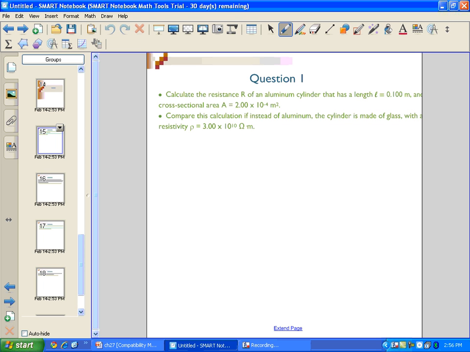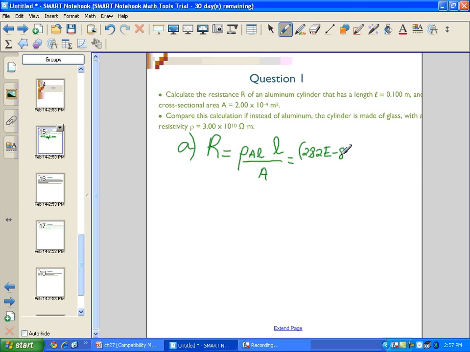So let's first work out the value of R for our aluminum cylinder. Well, you can see that we need the value of the resistivity of aluminum in order to perform this calculation. When we go to our table in the textbook, we see the resistivity of aluminum at the reference temperature. Since we have not been told otherwise, we have to assume that it is at the reference temperature.